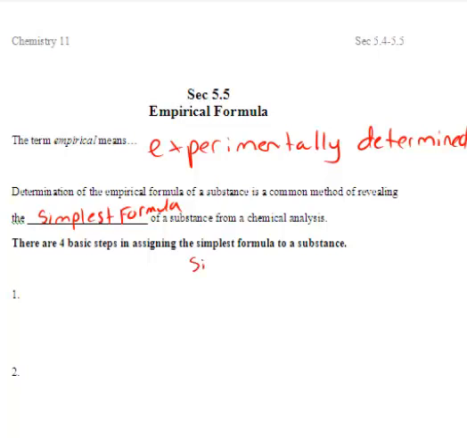Okay? So it's the simplest, for example, C and O is a 1-to-1 ratio. That is the simplest. C2O2 could be reduced to C1O1, so that is not an empirical formula. We'll show you what that is later. So how do you find the simplest ratio?